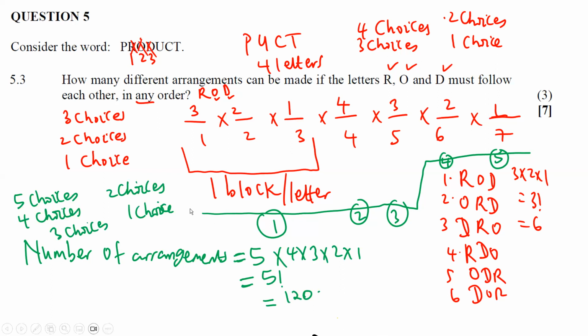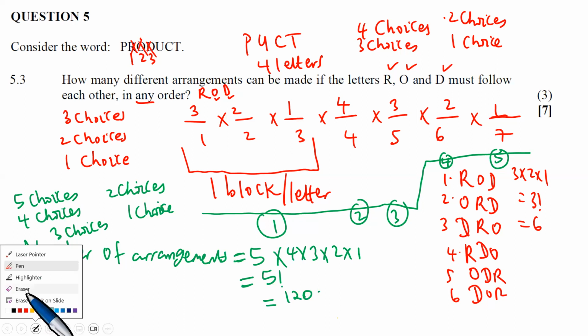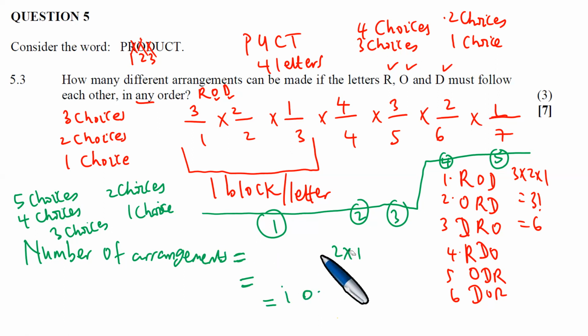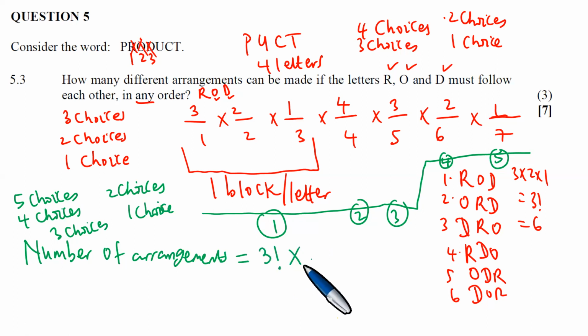All right. I want to make a small change here to make it easier. So, in effect, what we're saying here is you'll have to make the arrangements like this. Three factorial for the ROD, multiplied by five factorial for the five letters. Three factorial is six, five factorial is 120. If you multiply everything, it becomes 720.